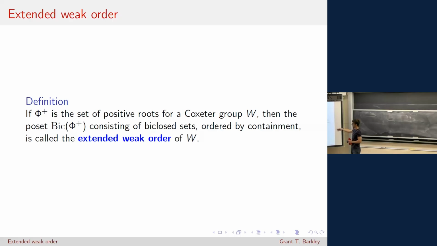So the extended weak order of a Coxeter group is given by taking a root system for that group and looking at the biclosed sets of positive roots. And the containment order on those is the extended weak order. So it is not an ordering of the elements of the group. I get that question.